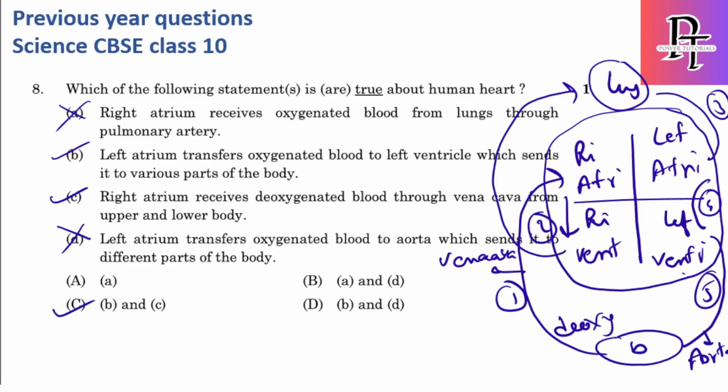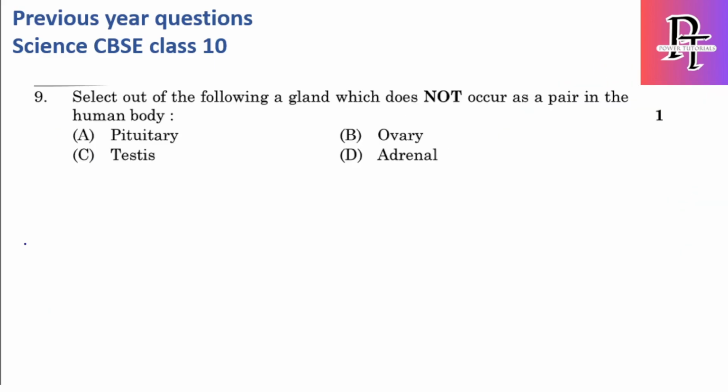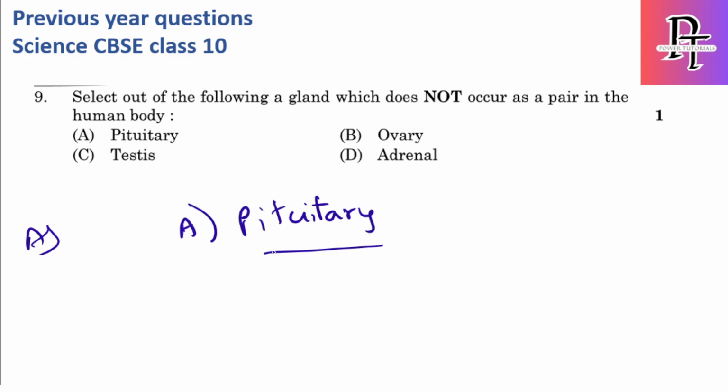Okay, let's move to the 9th question. Select which of the following does not occur in pairs. The answer is A, pituitary gland. Pituitary gland does not exist in pairs. Whereas ovaries exist in females and testes exist in males as pairs, and adrenal glands exist in both. Pituitary will exist for both, but it will exist as a single unit.